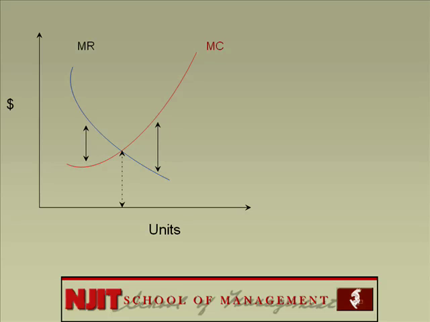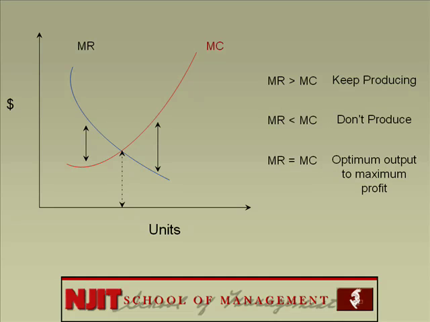So, let's summarize. When marginal revenue is greater than marginal cost, keep producing. When marginal cost is greater than marginal revenue, don't produce. So what's the optimum point? To maximize profit, the optimum level of output is where marginal revenue equals marginal cost.